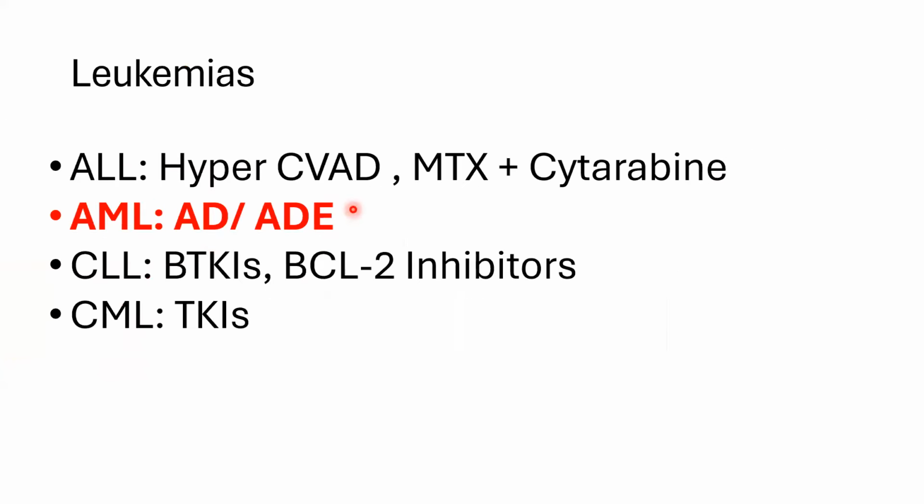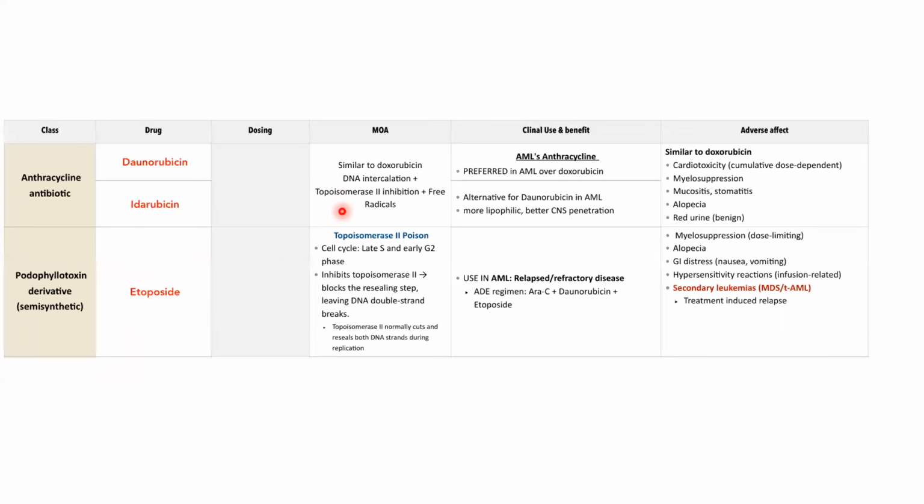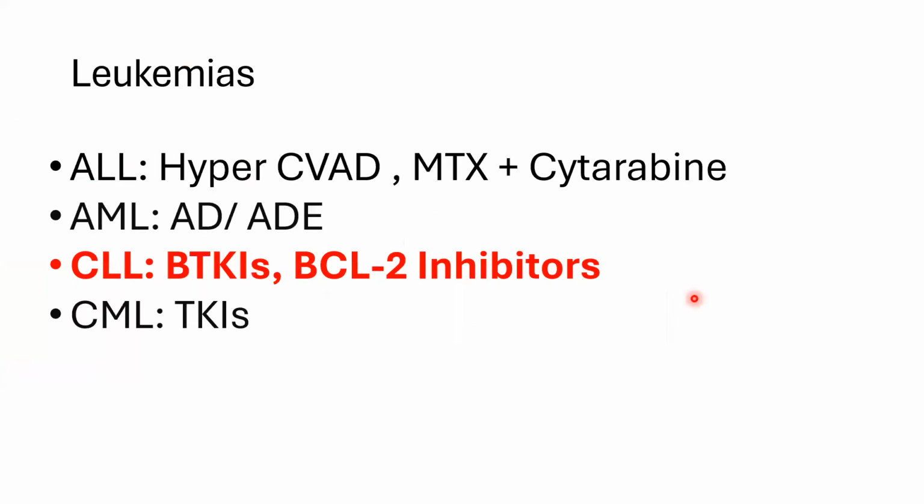We add this E when it's relapse or refractory AML, which is the etoposide. Okay? Now, the most important thing to take from etoposide is that it can lead to secondary leukemia. Okay? I can't stress this enough. Please remember this. It can lead to secondary leukemia. Okay? So, yeah, please remember this. Okay, now we're done with the acute leukemias.